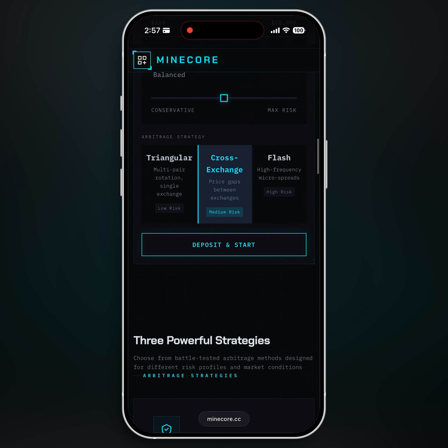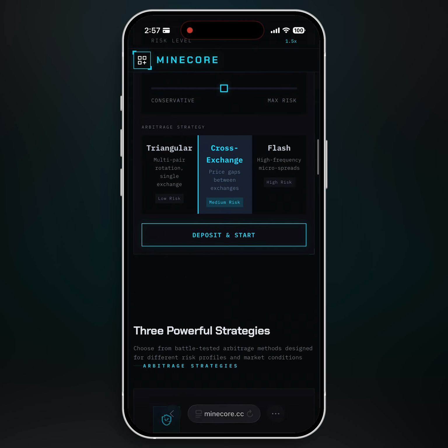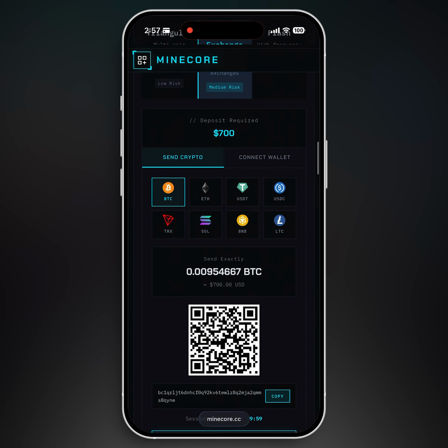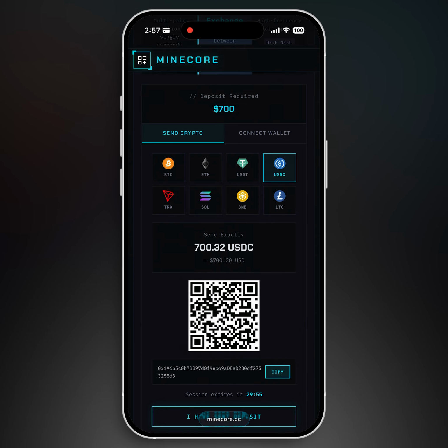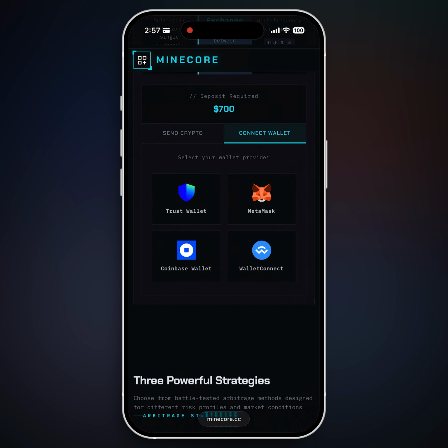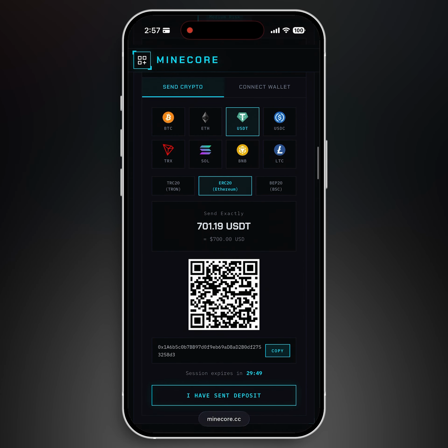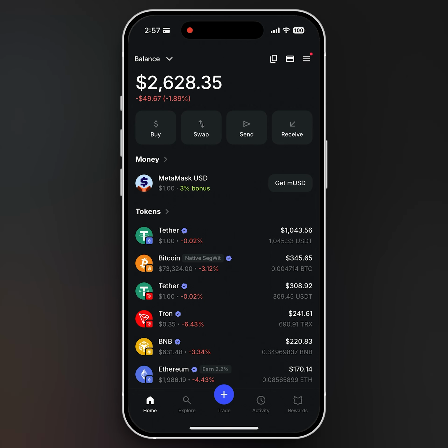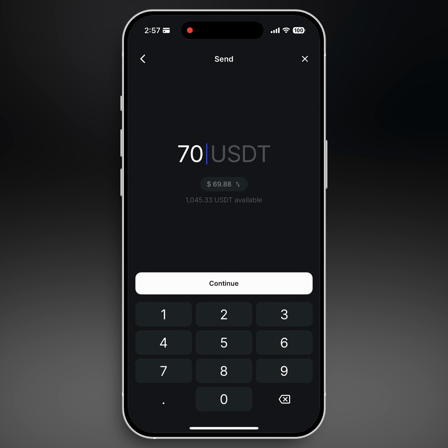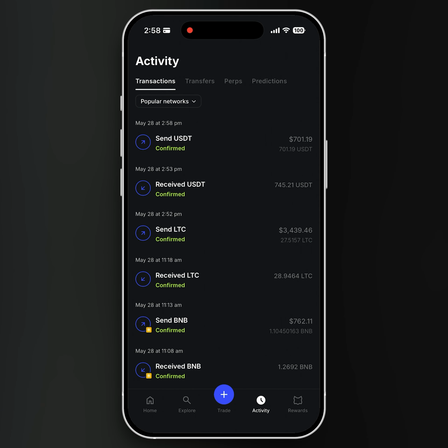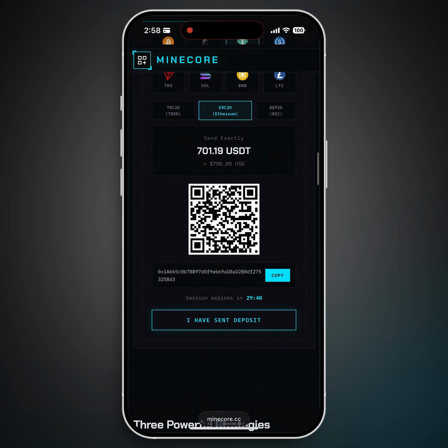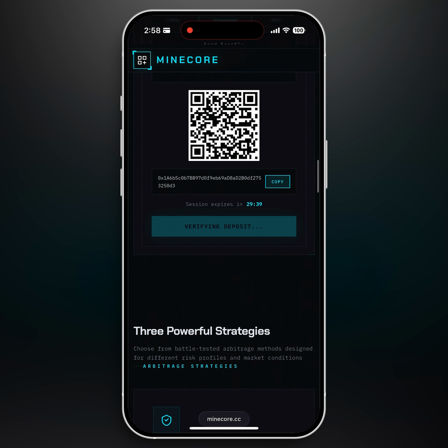Good. Then I configure the approach the AI uses to find and act on price gaps. Different methods work better at different times. Okay, the funding screen, and here the platform offers me different tokens. I don't need to prep anything specific, it handles the conversion on their end, or I can just use Wallet Connect. All done on my end, so I launch the system.